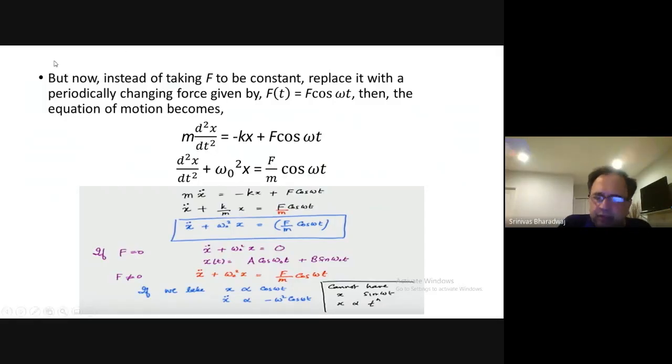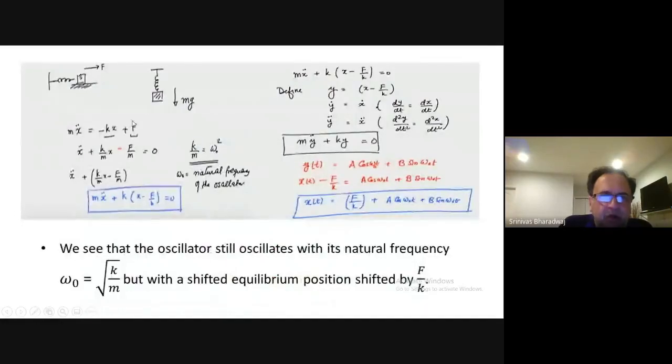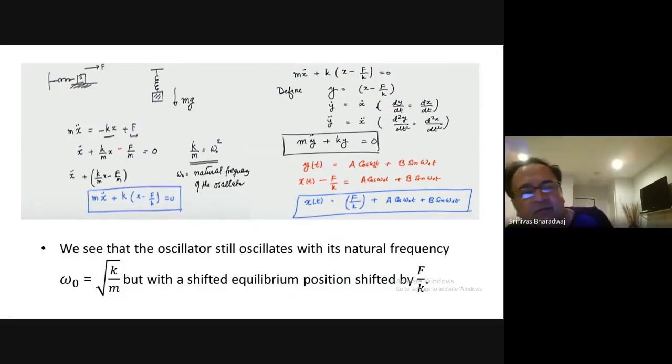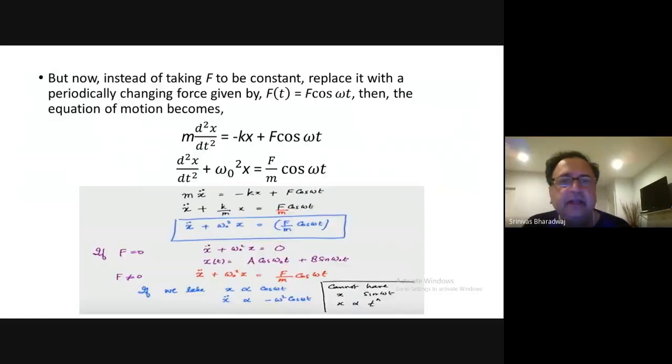Okay, so now in the previous case, you had this constant force mg, which is based on g, right? It did not cause any change in the oscillation, right? So you just had the shifted equilibrium position, right? The omega stayed the same, right? Omega squared equals k over m, still k over m, right? With a shifted equilibrium position. You only shifted the equilibrium position.